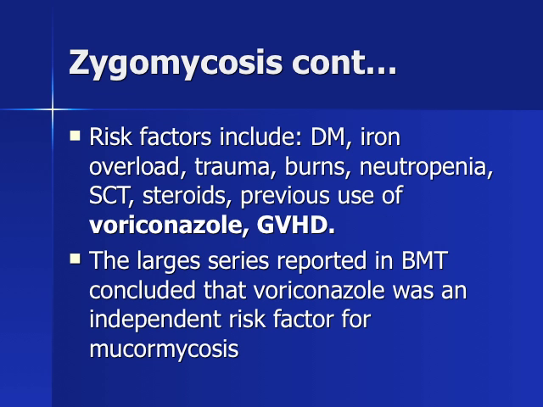What are other risk factors? We have diabetes, iron overload, trauma, burns, neutropenia, steroids, previous use of voriconazole, and because I just told you, this reverse halo sign was described on transplanted patients who were on voriconazole and developed GVHD, and then when they were on steroids, tacrolimus, CellCept, they were profoundly immunosuppressed. We already discussed the series where this was found.